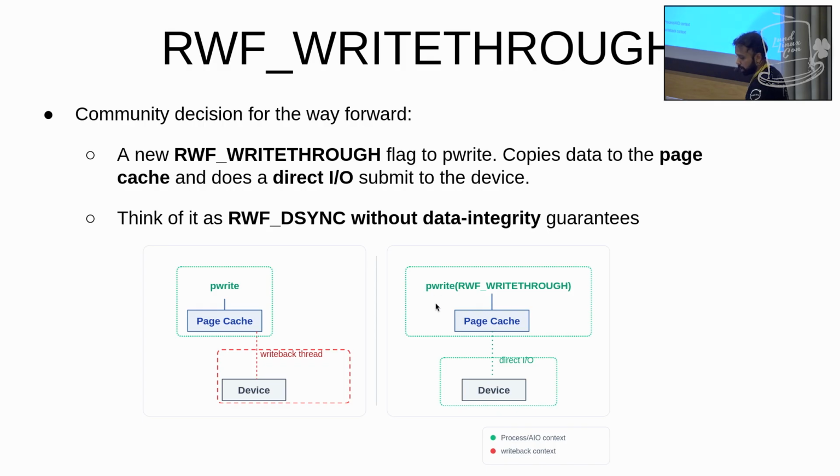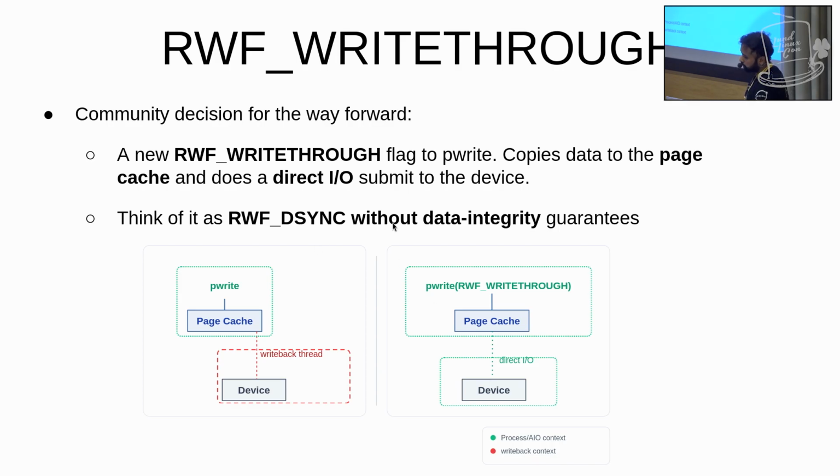With a normal buffered IO, it goes to the page cache, a write back thread comes later on and flushes, evicts stuff from the page cache and writes to the device itself. But with write through, we write it to the page cache, and we immediately do a direct IO to the device itself.